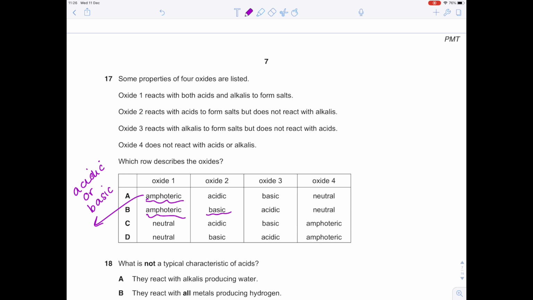Oxide 3 reacts with alkalis to form salts but does not react with acids. Yeah, it's going to be the opposite of an alkali, so it's going to be acidic. Oxide 4 does not react with acids or alkalis, it must be therefore by definition neutral.